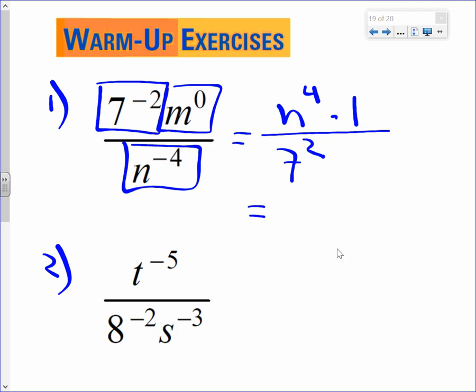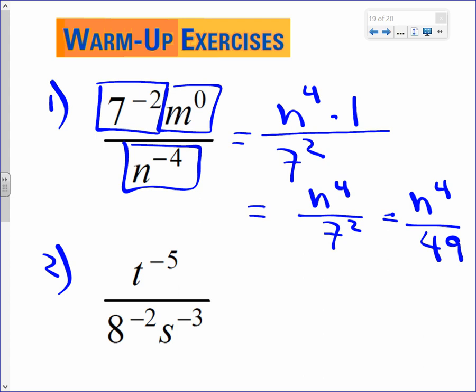N to the 4th times 1 is just n to the 4th. That's cool. Over 7 squared. And if you have a base that's a number, just go all the way with the exponent. So we'll have n to the 4th over 49. We're rocking and rolling.